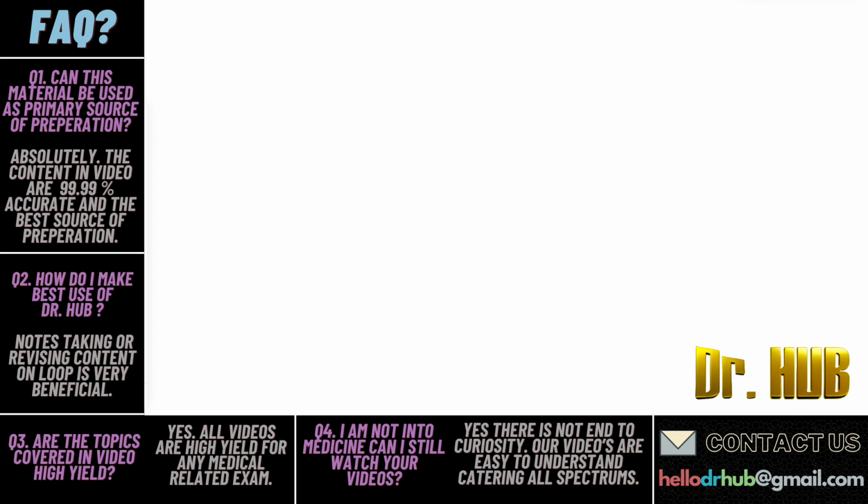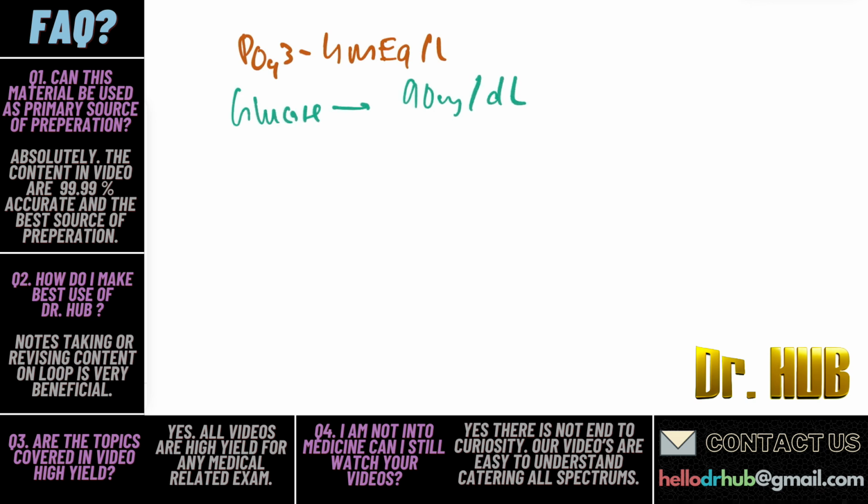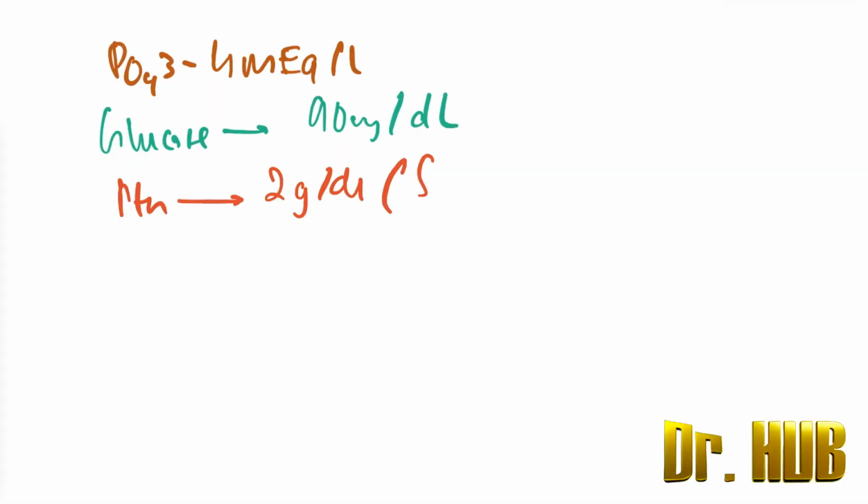Next is the phosphate, the PO4 3-, which is 4 mEq per L. Then glucose, which is about 90 mg per dL. Then comes the proteins. The proteins are 2 gram per dL, 5 milliequivalents per liter.